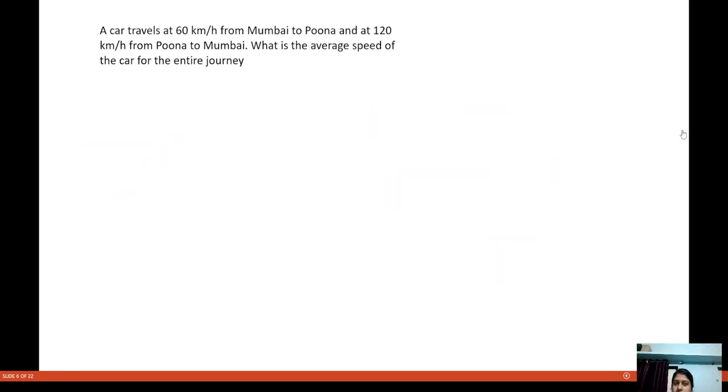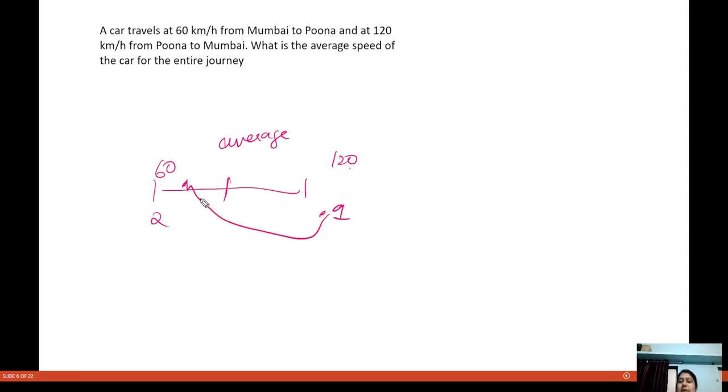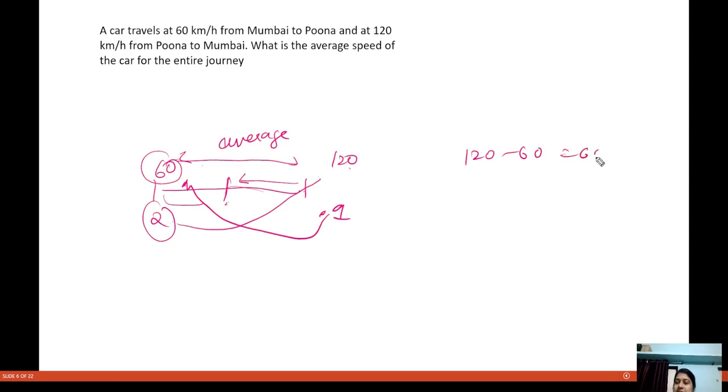Now, we write 60 here, 120 here, 2 here, and 1 here. Now what is the average? How will we calculate the average? This 1 corresponds to this 60, because this has come one part here because of 60, and this 2 corresponds to this 120, because this has come two parts here because of 120. Now what is the difference here? 120 minus 60 is equal to 60.